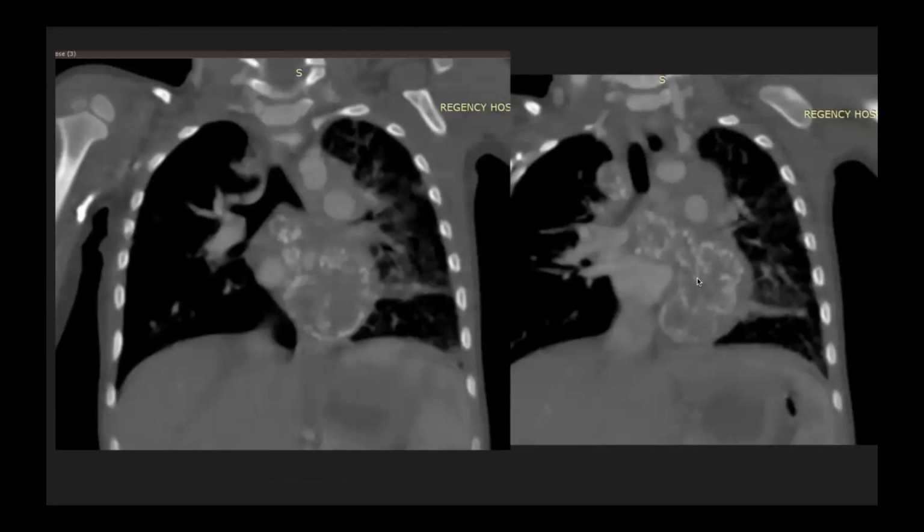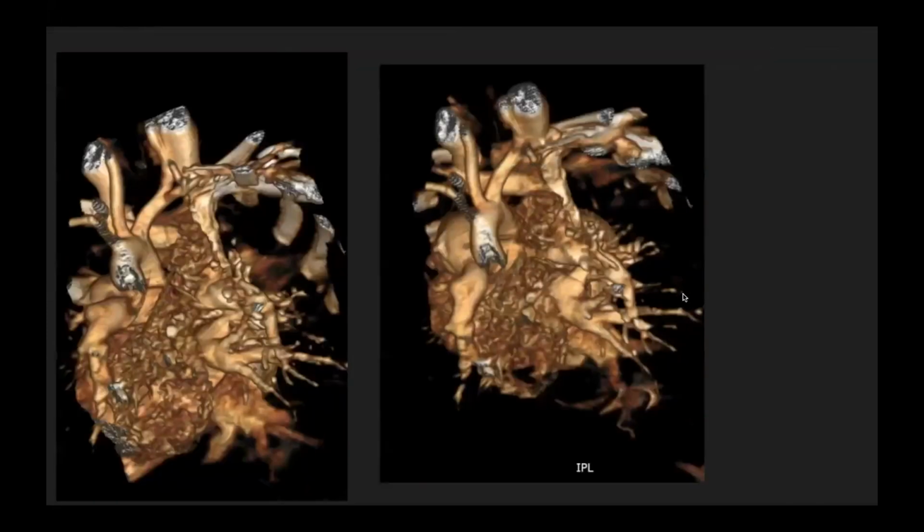So this is the volume rendered image. Because of this extreme high density of calcification, the images are not that good. We could see the way it is going and taking the shape of the pericardial recesses. So the possibility of a pericardial teratoma was kept.